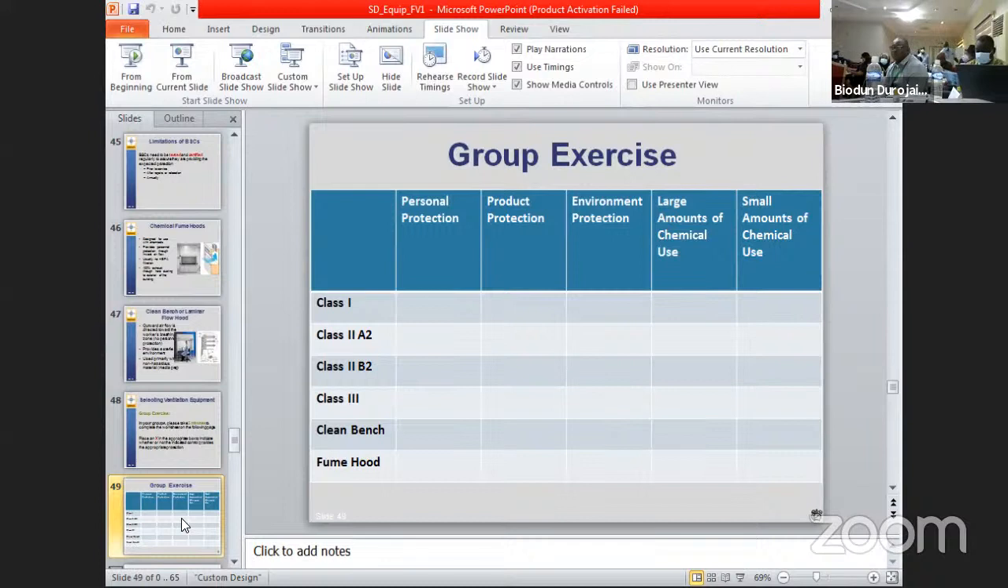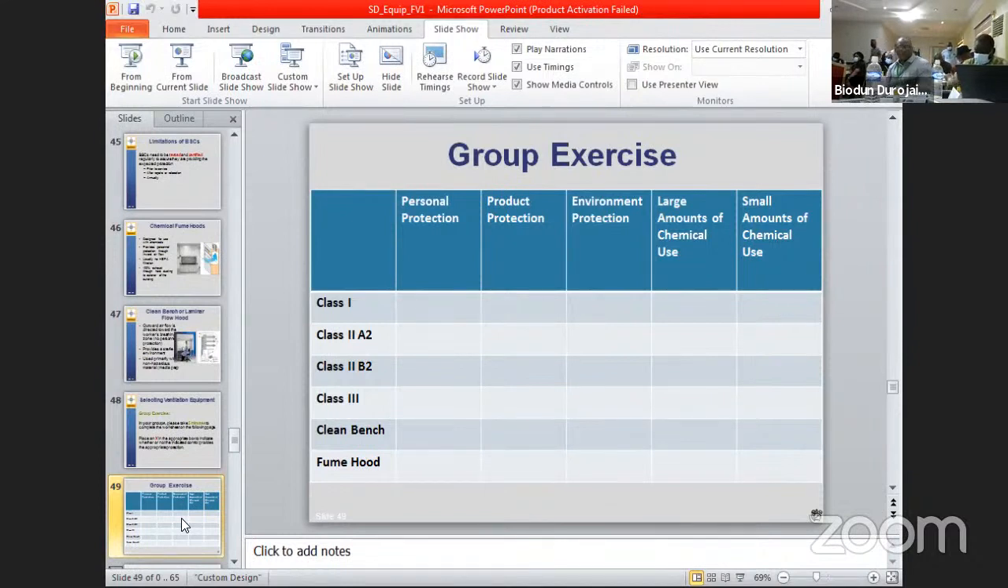Yes. Are we all saying yes? Will class 2 A2 protect the person? Yes. Class 2 B2? Yes. Class 3? Yes. Clean bench? No. Fume hood? Yes. Fume hood provides personal protection. So for personal protection, most of it is yes. You can mark it in your workbook.